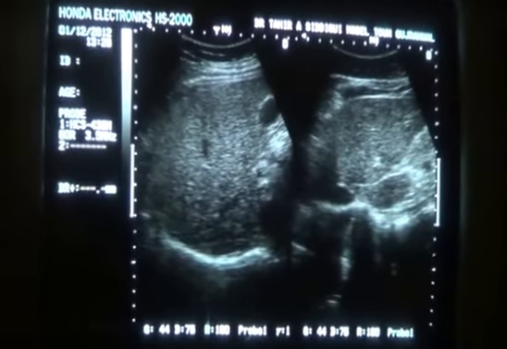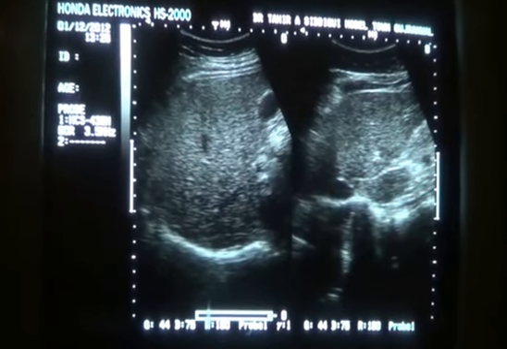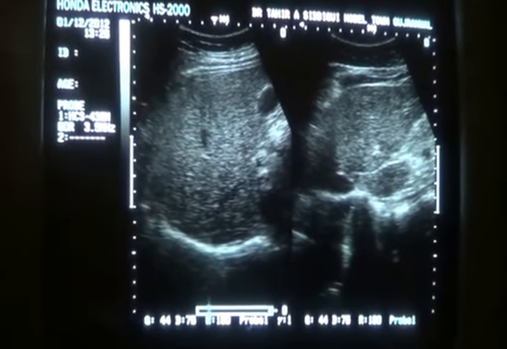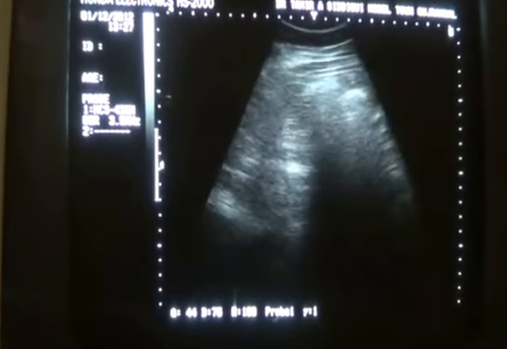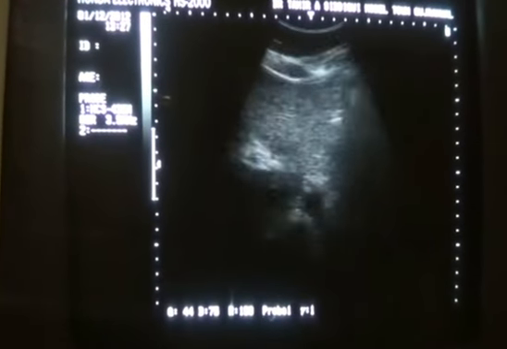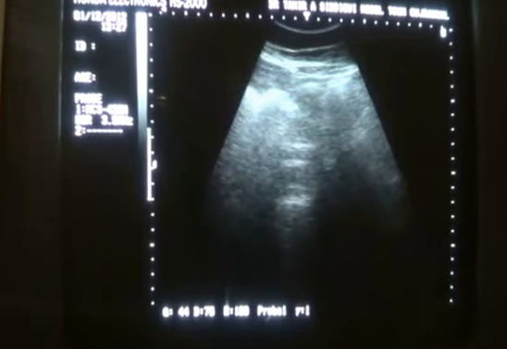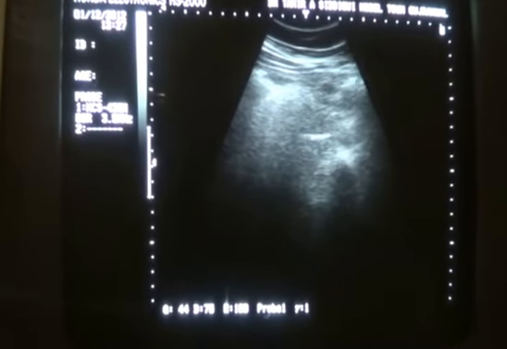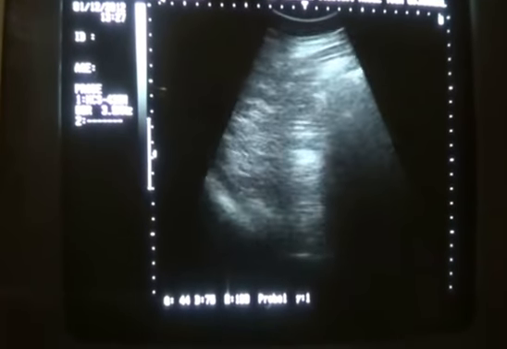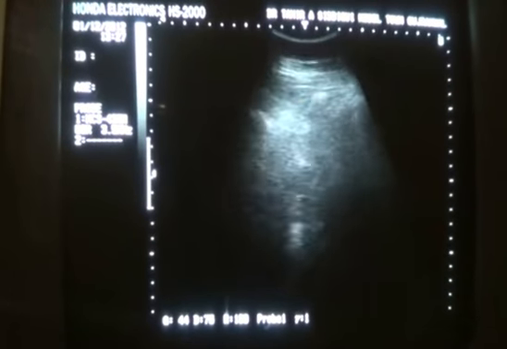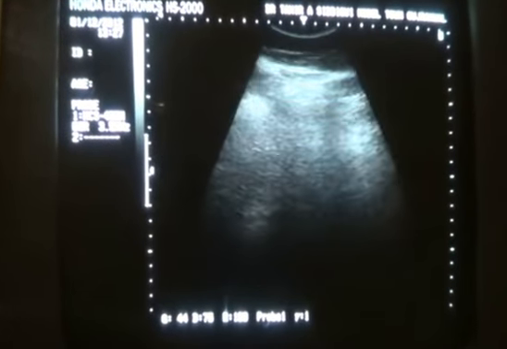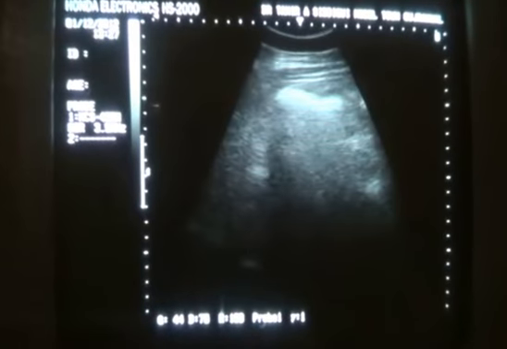So what we should do is just place the probe below the costal margin, patient supine, give a sweep from the epigastric region down, come below the costal margin, give a sweep down, and you should not be able to see the liver below the costal margin. So in this patient, we are not seeing the liver below the costal margin.